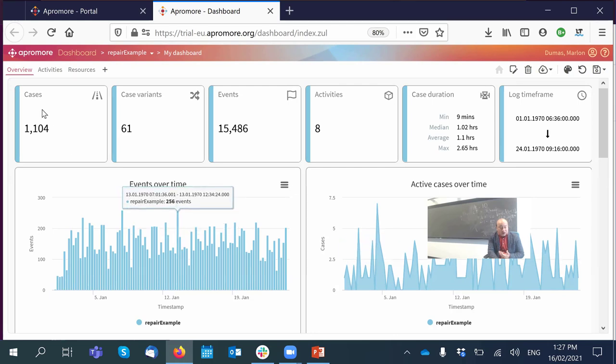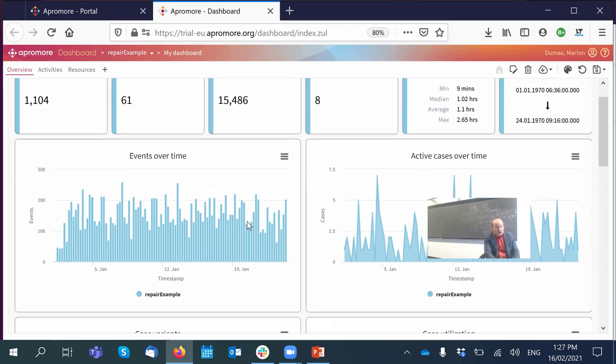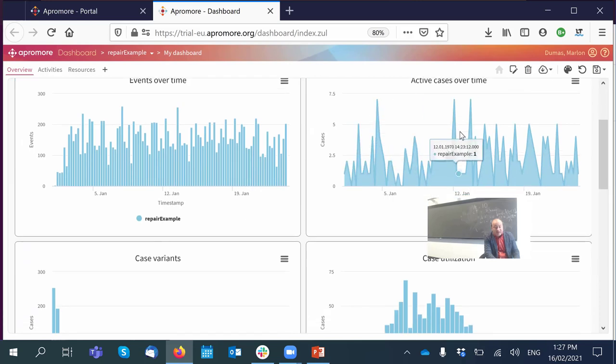And in here, you will see that there are indicators at the top, like the number of cases that occurred during this time period, the number of events, like how much activity there was, the case duration, which is another name for the cycle time, et cetera, et cetera. I can see, for example, what was the distribution of active cases over time. I can see where my peaks of work happened, in January, less on the 12th of January, less of them on the 5th of January, and less of them on the 19th of January. So I can see how the distribution of cases takes place over time. This is what we call a trend chart, also known as a longitudinal chart.